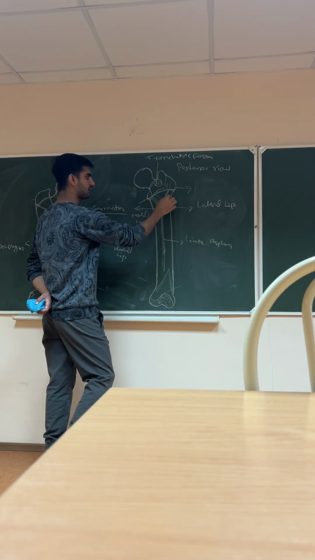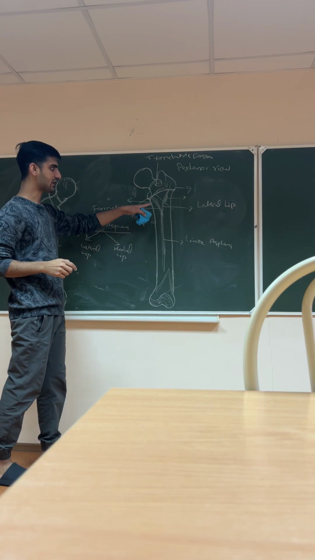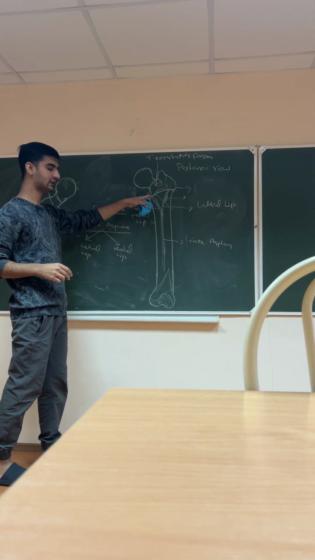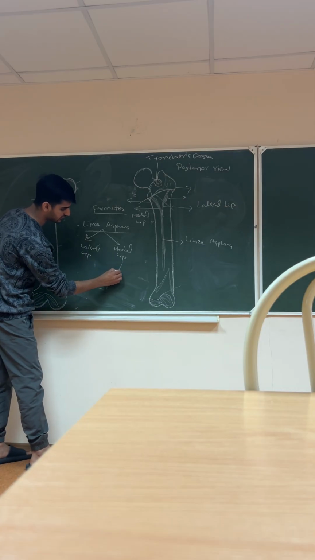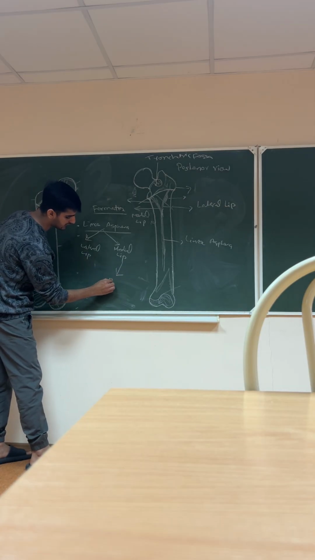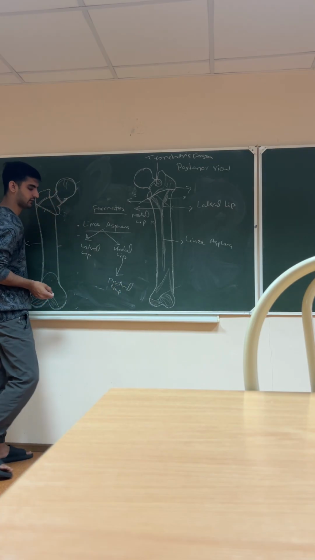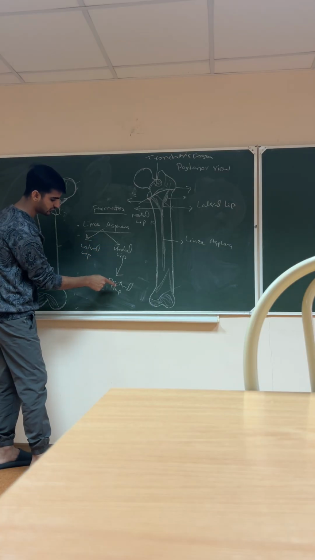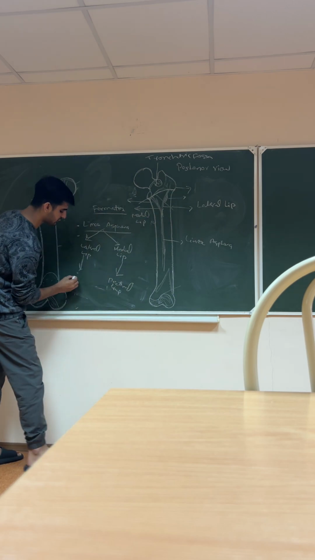Here we also have some formations. Don't forget this. The middle lip continues to below the lesser trochanter, where we have the pectineal line, the attachment of the pectineal muscle. Now the middle lip continues to the pectineal line and the lateral lip continues to the gluteal tuberosity.